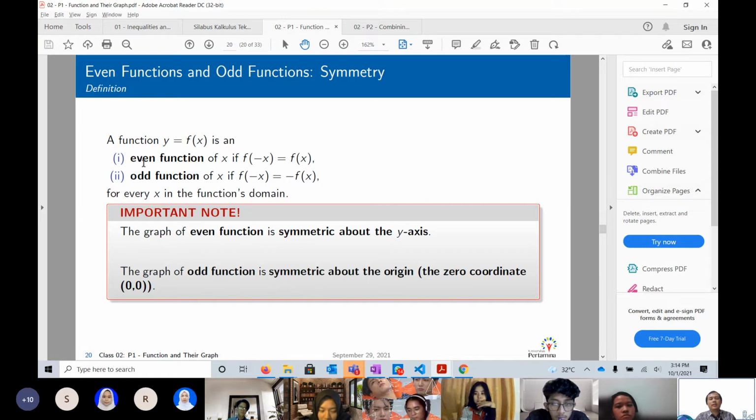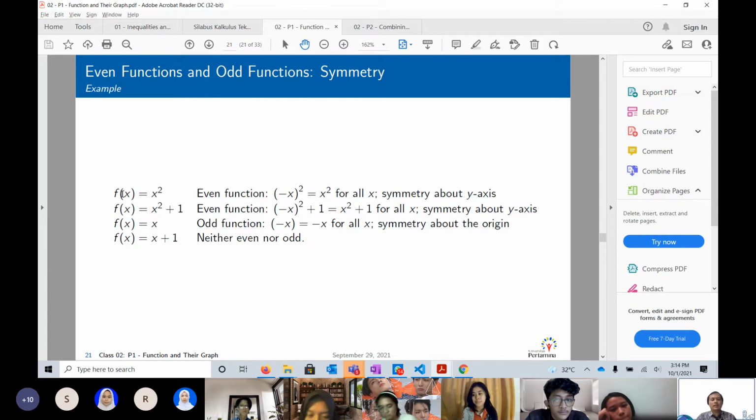Another note is that it is important to know that even and odd functions are highly related to symmetry. Why? Because the graph of an even function is always symmetric about the y-axis, and the graph of an odd function is always symmetric about the origin, or the zero coordinate.